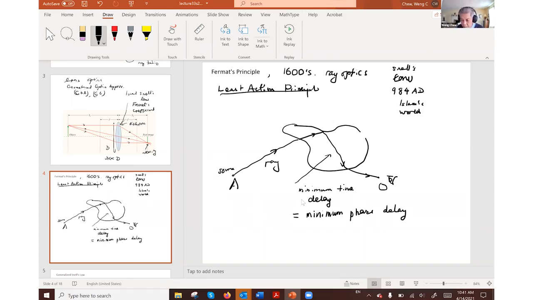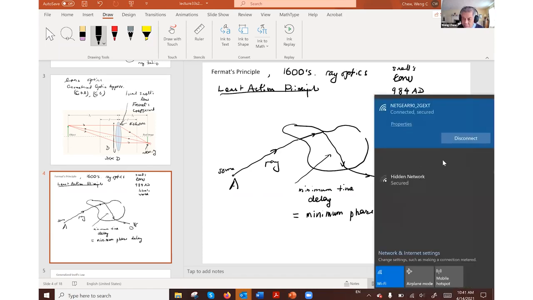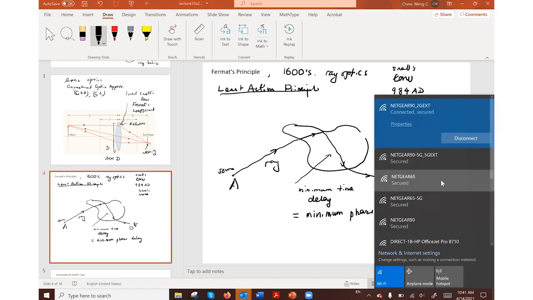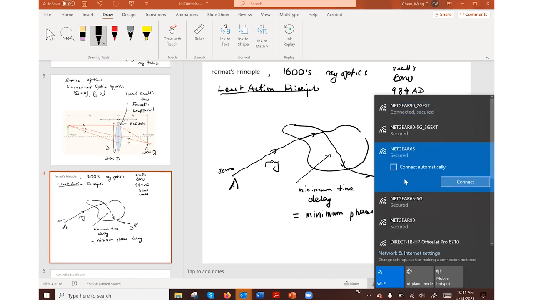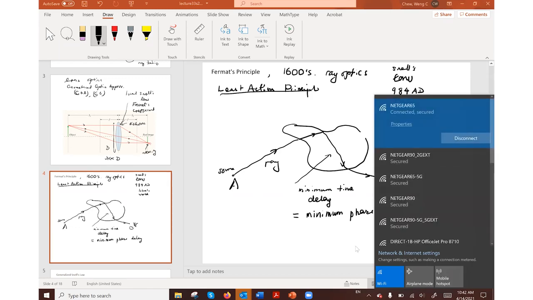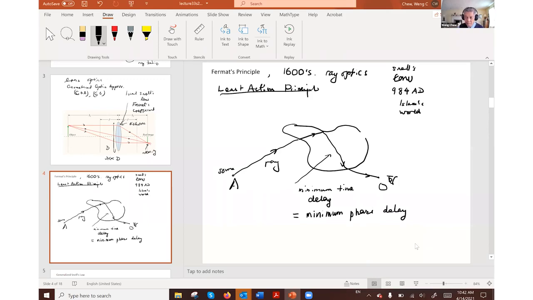Okay, I get the sign that my internet connection is not stable again. I'm going to switch on to another network in my home. Hopefully I will get a more stable connection. You're going to be disconnected temporarily when I switch over to another network. Okay, I hope that the stable connection is with us now.